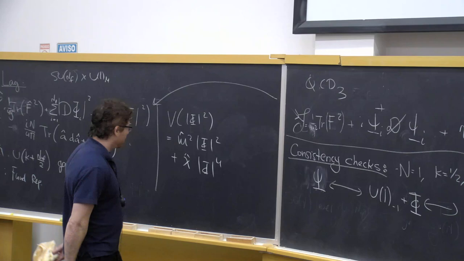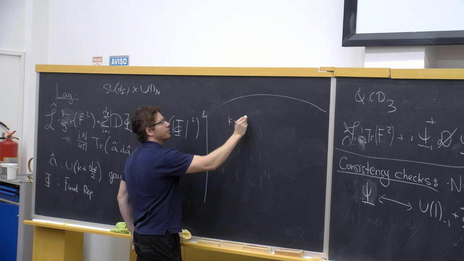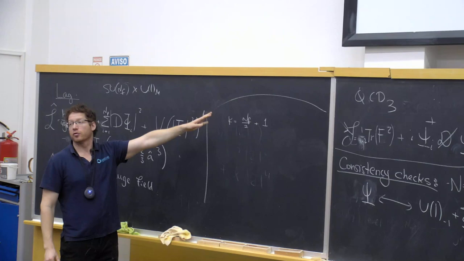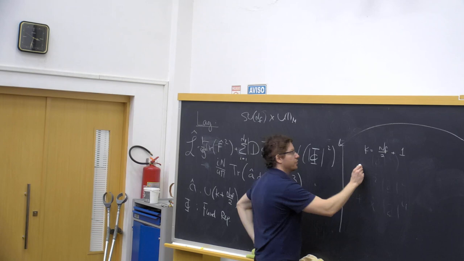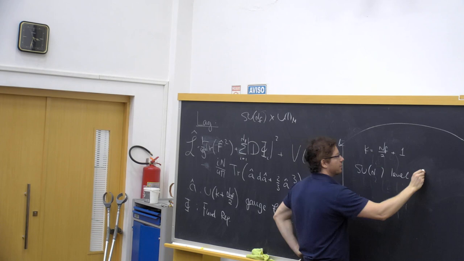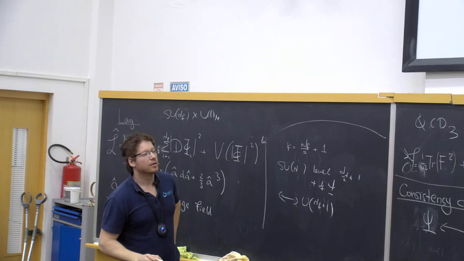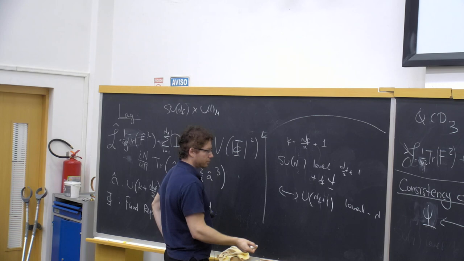So you want to choose k equals nf over 2 plus one. Yeah, this is a perfectly good choice. It's consistent with k plus nf over 2 being an integer. Now you want me to plug that into this formula? Okay, so you say that we have SU(N) at this level, plus nf fermions. And this is dual to U(nf plus 1) at level minus n, plus nf bosons. Yes, and what's wrong with that?